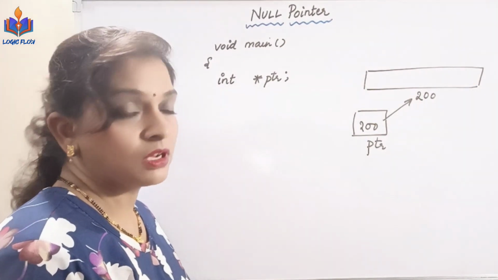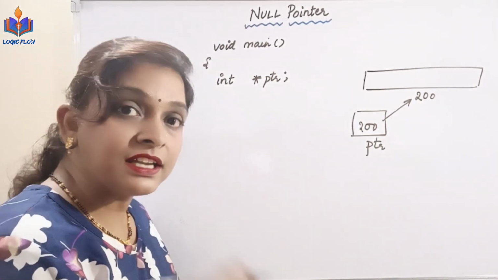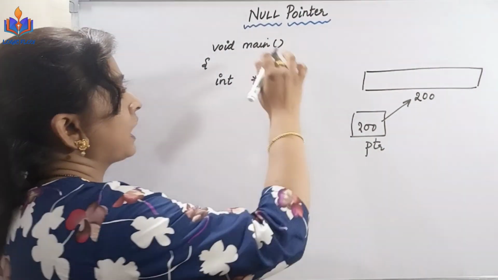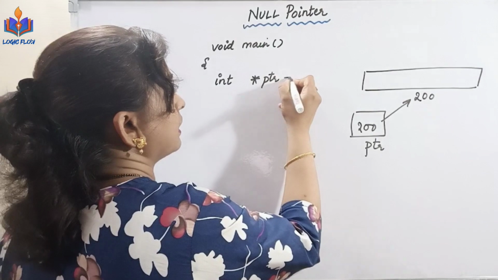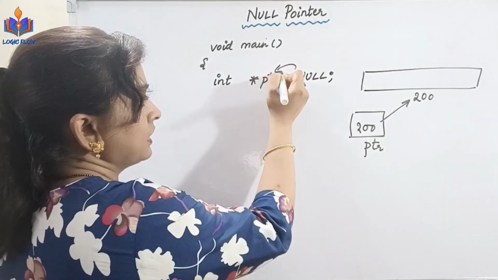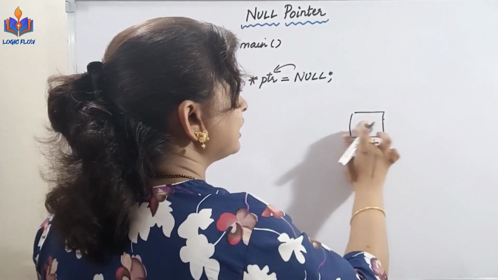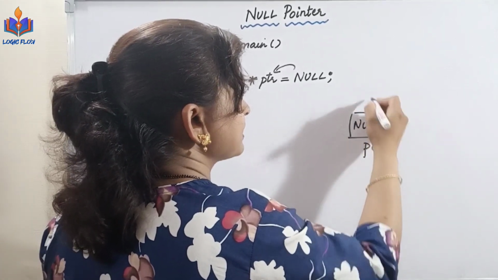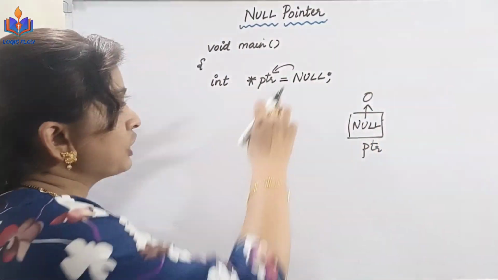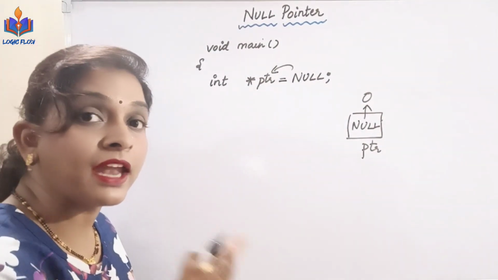So what I need to do, I have to make the pointer to null so that it indicates the compiler that it is not pointing to any location. So I have to initialize this pointer to null. So when it is initialized to null, then it will not point to any location. It will be having that value null. Null in the sense it will have the value 0. So when I initialize the value to null, it says it is not pointing to any memory location.